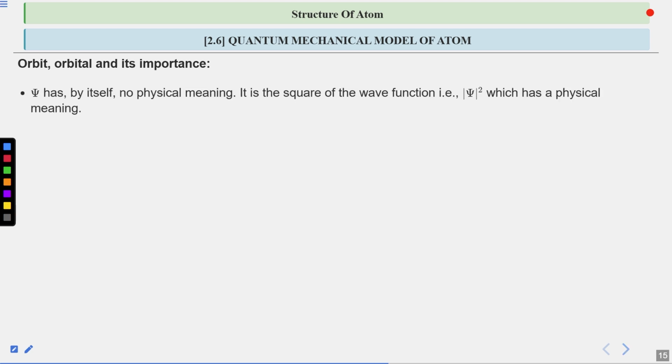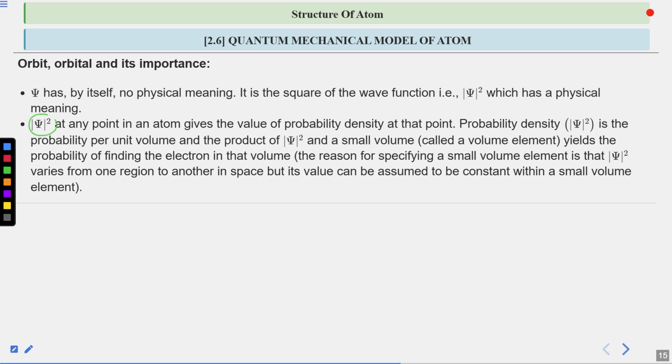What is the third thing? This is very, very important. There are questions from it: psi does not have a physical significance. It is not holding any physical significance. The important part is psi square. So psi square is important. We will look at a graph to understand that.